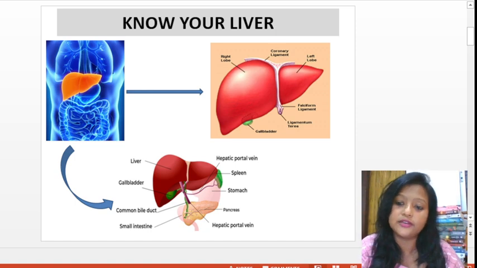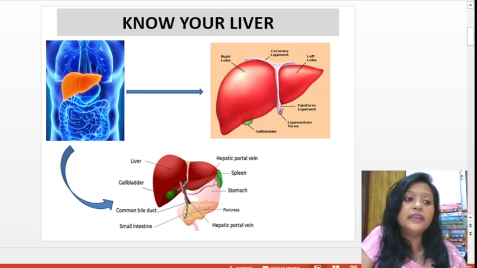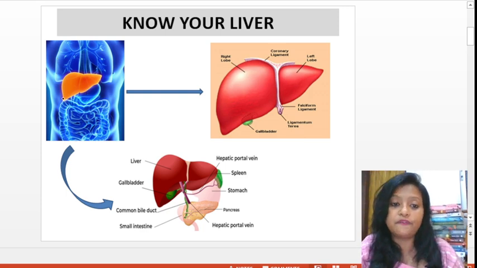Now, where is this liver situated? As you can see in the diagram shown here, the liver is present just above the stomach, and just below the diaphragm. This is the diaphragm. It's present below the diaphragm and above the stomach. And below the liver, we have the intestine. We have the pancreas out here, the stomach out here, and the spleen. We also have the gallbladder on the right hand side, and the bile duct, and below it we have the small intestine.